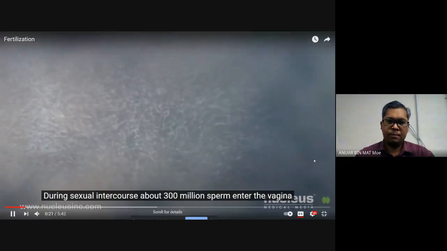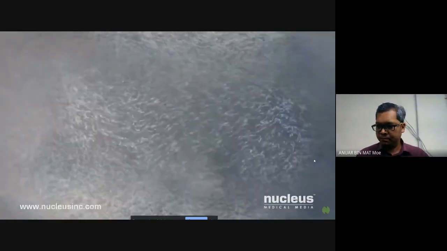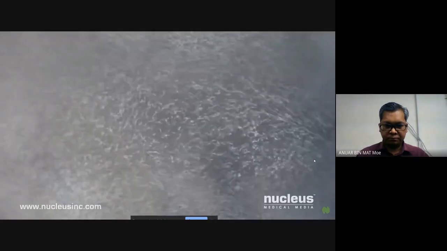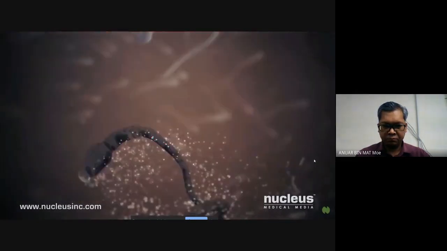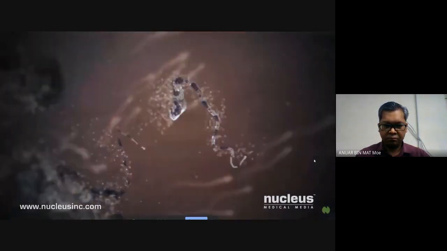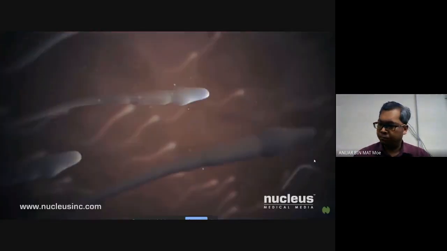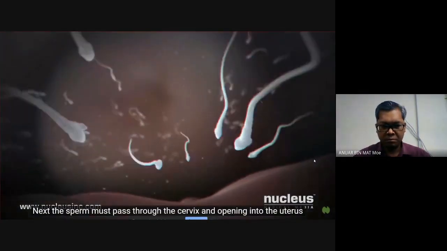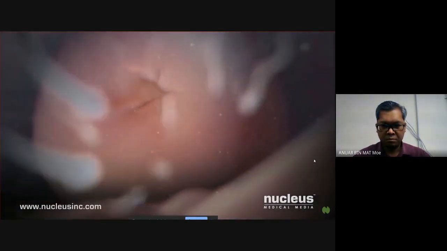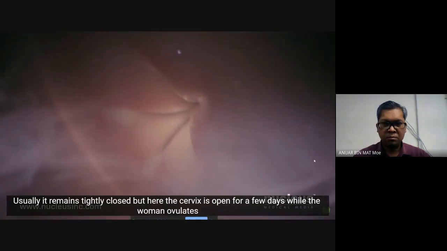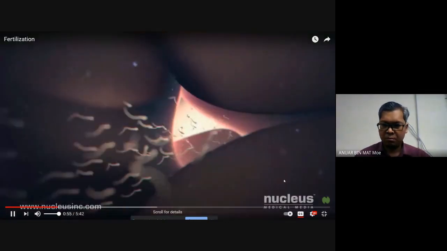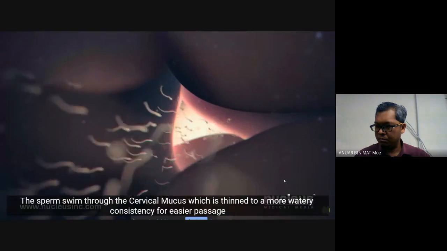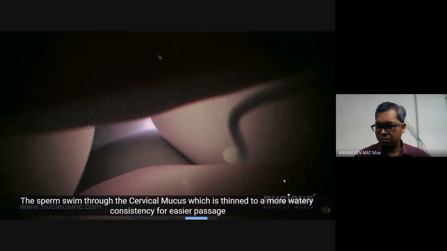During sexual intercourse, about 300 million sperm enter the vagina. Soon afterward, millions of them will either flow out of the vagina or die in its acidic environment. However, many survive because of the protective elements provided in the fluid surrounding them. Next, the sperm must pass through the cervix, opening into the uterus. Usually, it remains tightly closed, but here the cervix is open for a few days while the woman ovulates. The sperm swim through the cervical mucus, which is thinned to a more watery consistency for easier passage.